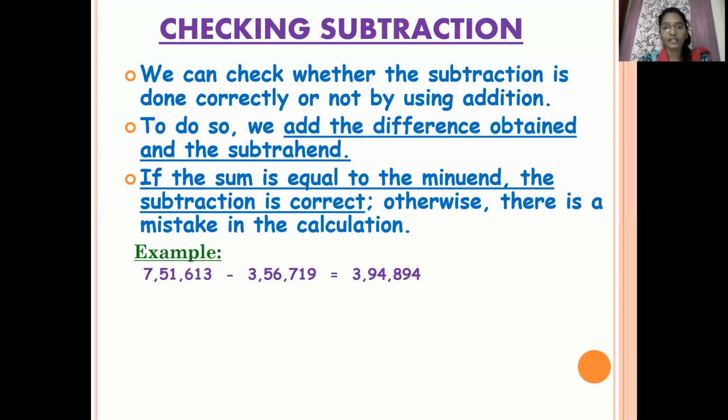Suppose you have 7,51,613 minus 3,56,719. When you subtract these two large numbers, you get the result, that is 3,94,894. So here I didn't use the terms.